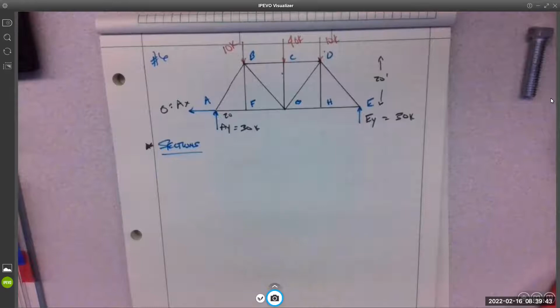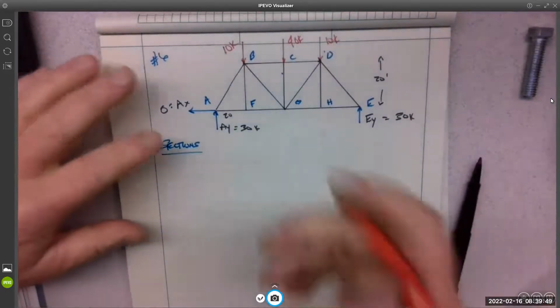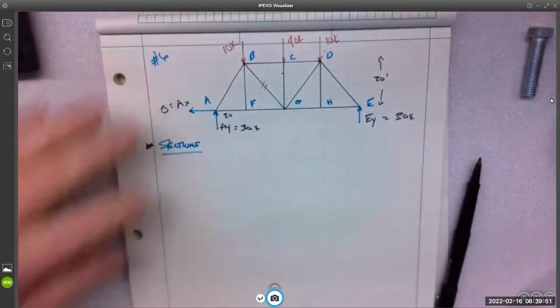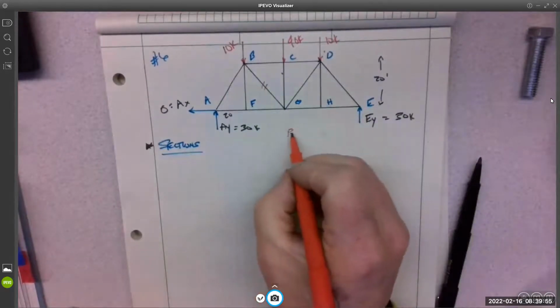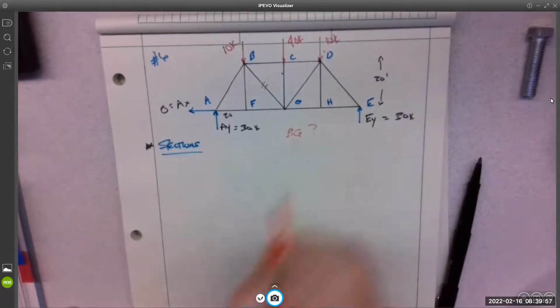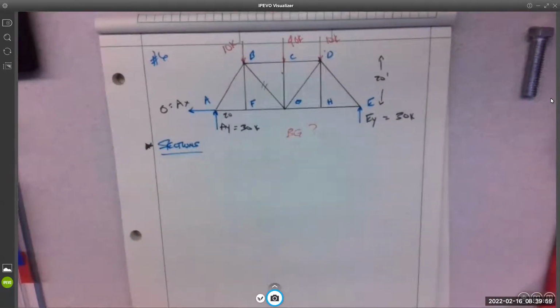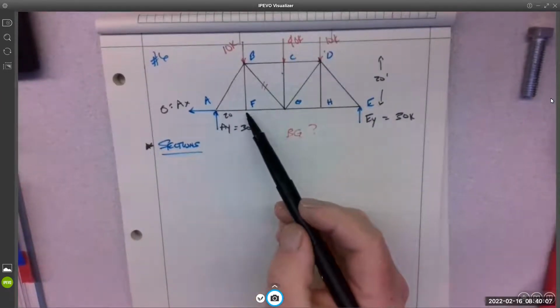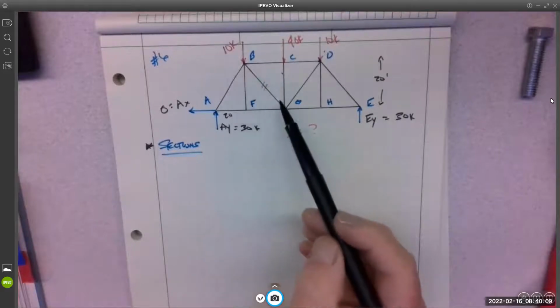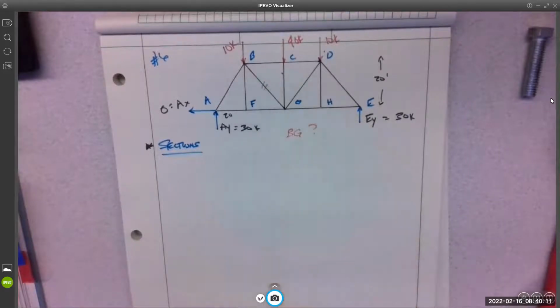So we do like to target members and learn about them. So let's say that BG is the member we want to find. Right? So that kind of automatically throws you into section. We really don't want to have to go from A to F to B to get BG. We want to kind of go straight to it.